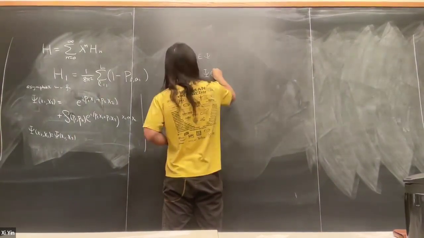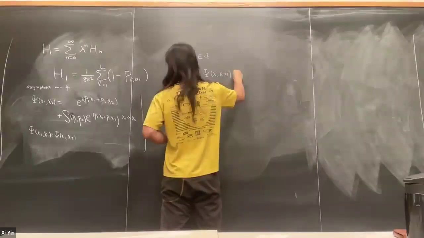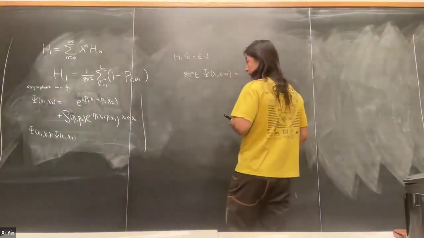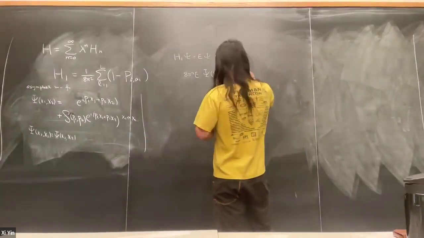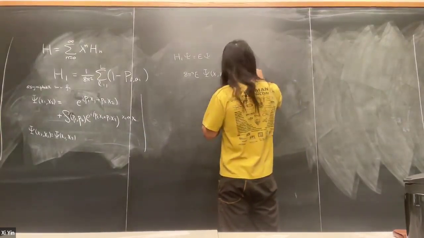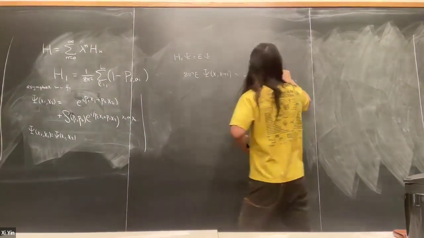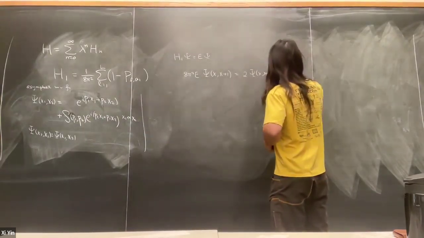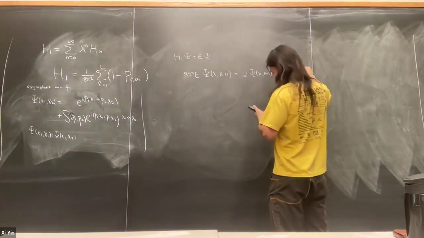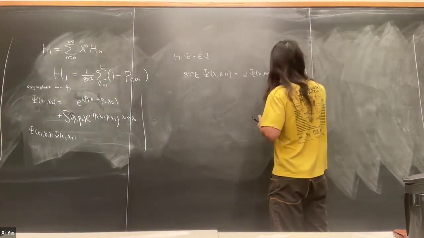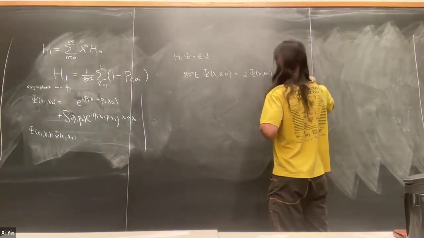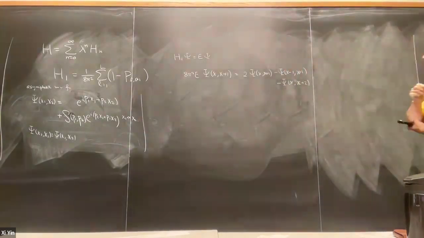Like this, with x plus 1 equal to, well, into this 2 psi(x, x plus 1) minus psi(x minus 1, x plus 1) minus psi(x, x plus 2).